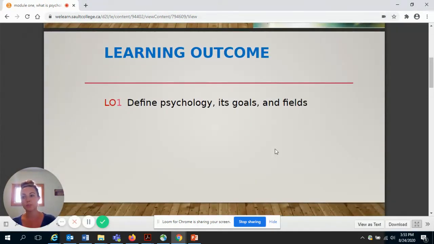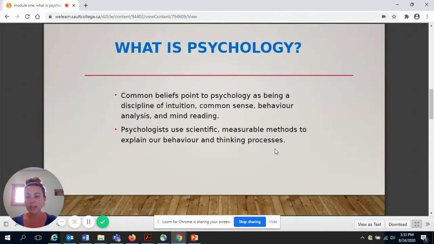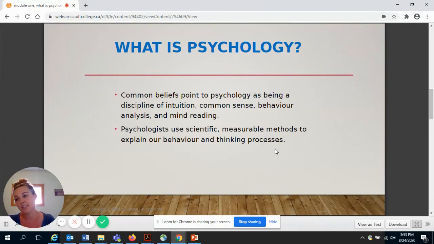The learning outcome is we're going to define psychology, and then we're also going to look at the goals of psychology and the related fields. Some of you might have taken a psychology class before, but for others, this is new. So we will be going through the very basics.